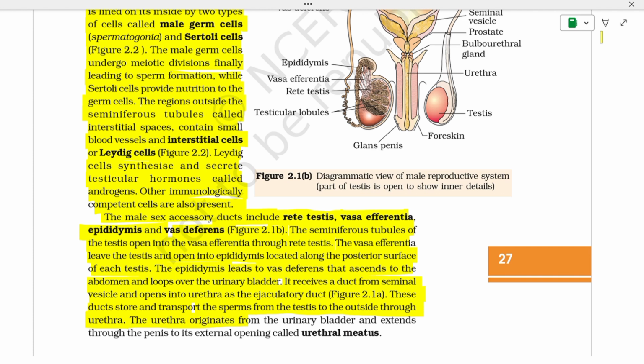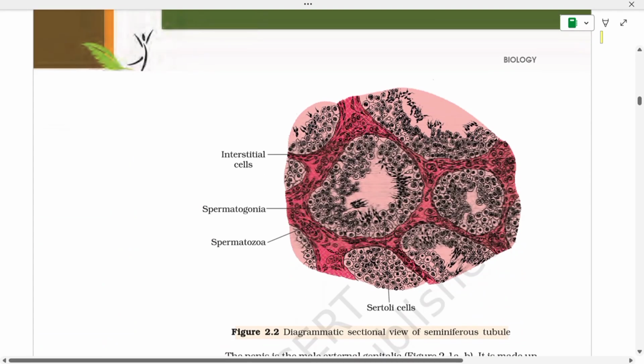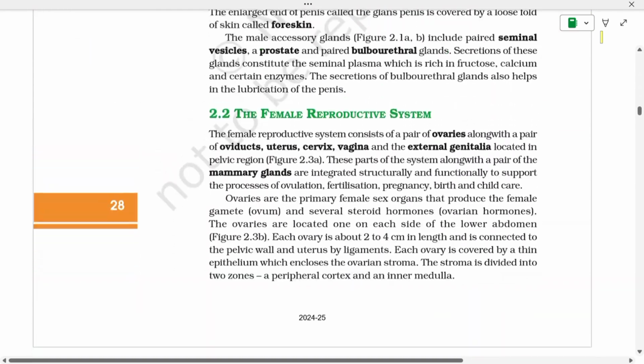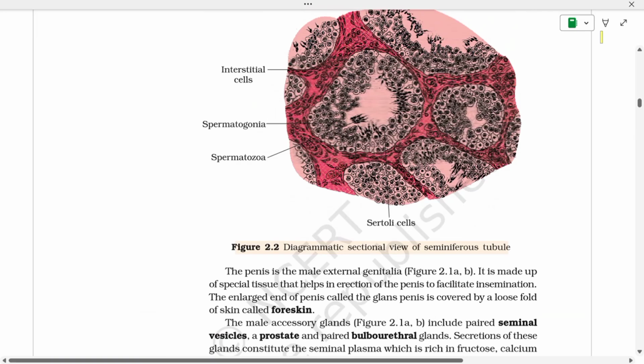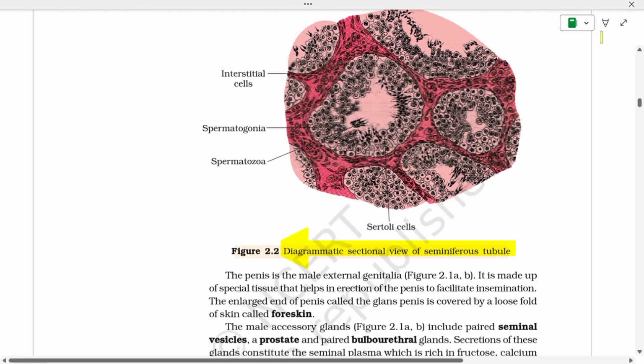The urethra originates from the urinary bladder and extends through the penis to its external opening called urethral meatus. Figure 2.2, Diagrammatic sectional view of seminiferous tubule.